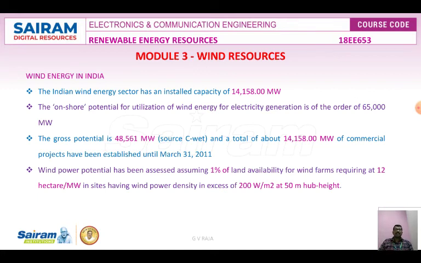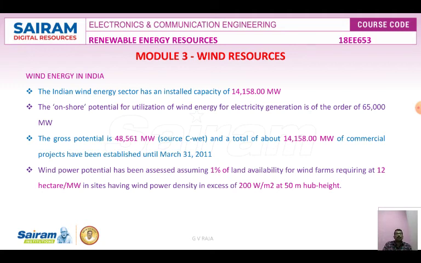The Indian sector has installed a capacity of 14,158 megawatts in 2011. India is ranked fifth in the world. Today, India is a major player in the global wind energy market. Onshore potential itself is 65,000 megawatts of energy that can be produced.